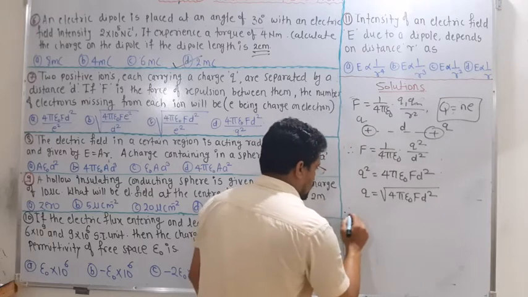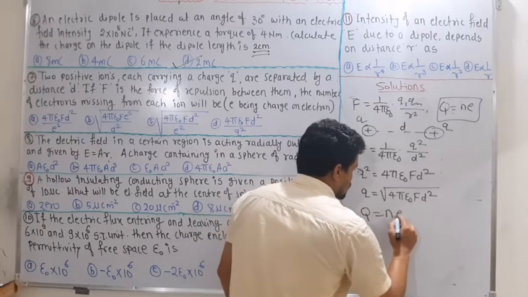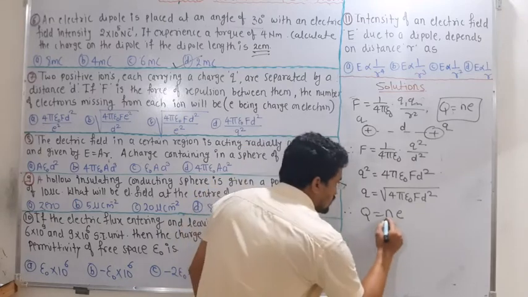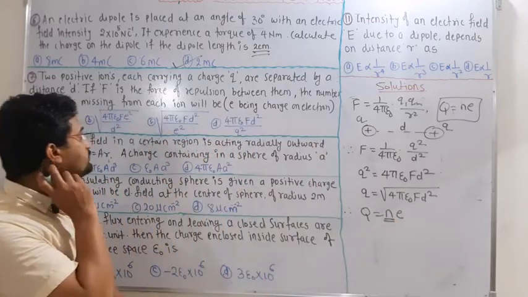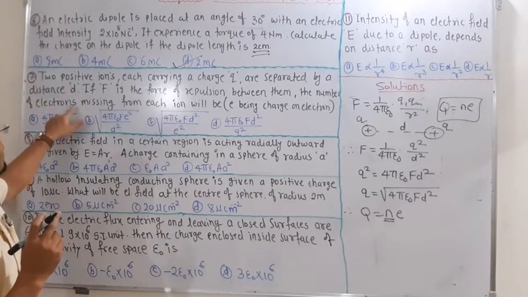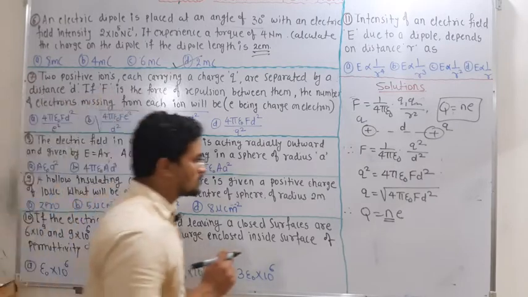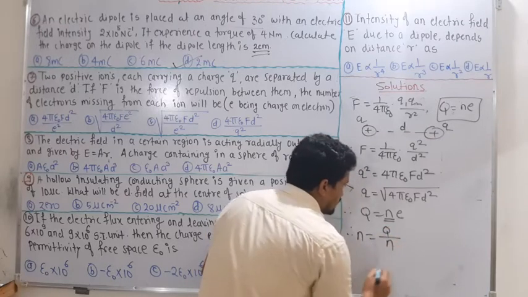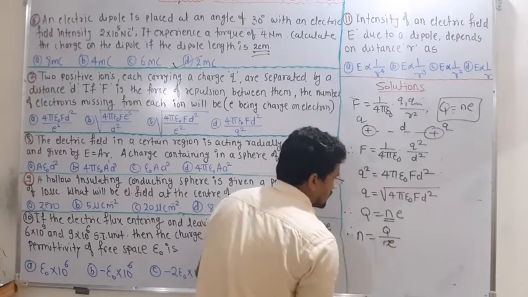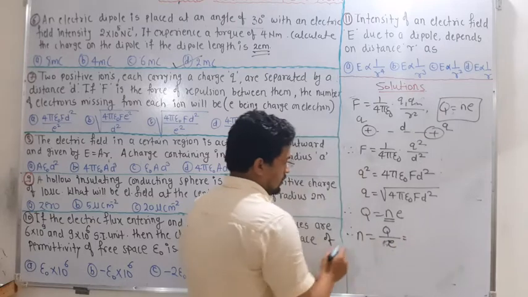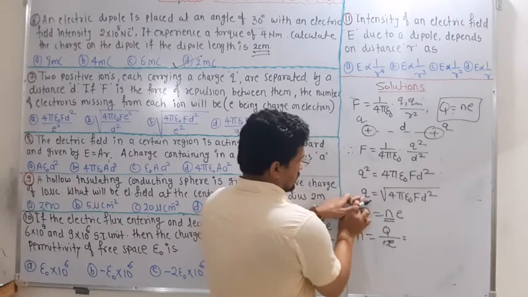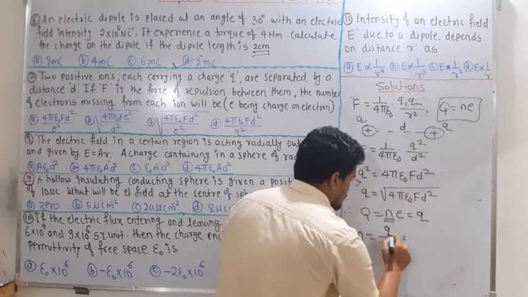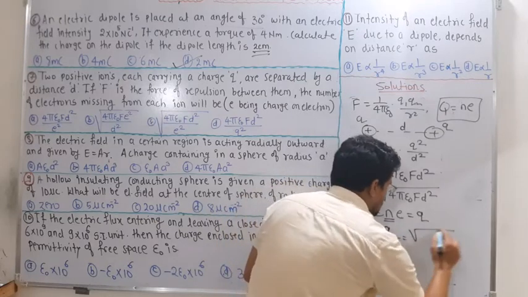And from quantization, q is equal to n into e, where e is the charge on the electron. There you have to find out n, how many electrons are missing. So n is equal to q divided by e. This q is nothing but q itself, so it can be written as small q here.